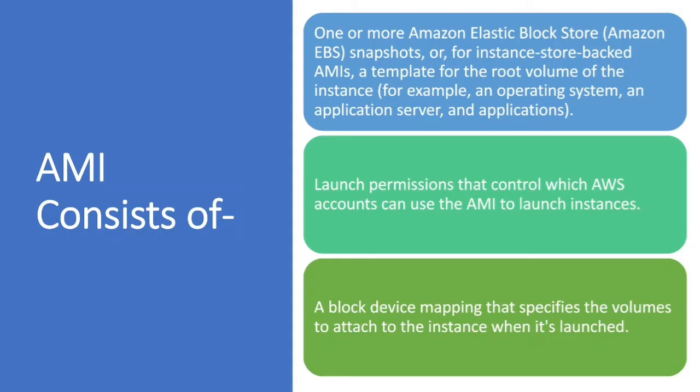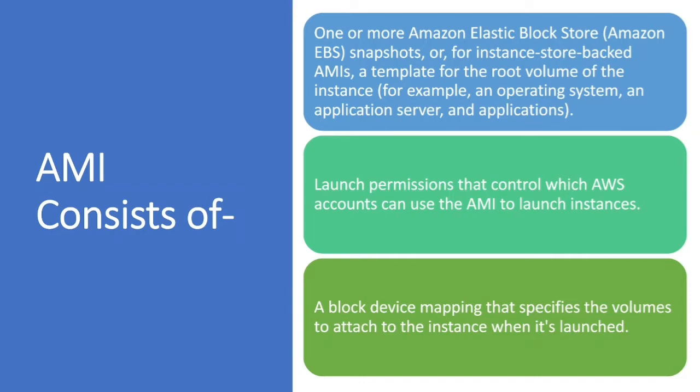So what does an AMI consist of? On the basis of backing memory, an AMI can be divided into two types. The first one is Amazon Elastic Block Store backed AMIs, and the second is Instance Store backed AMIs. It consists of the information about what type of root volume your instance will have. So the first thing an AMI consists of is the type of root volume of your instance, which can be of two types, EBS backed and instance store backed.